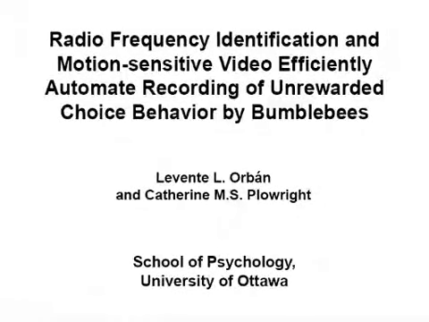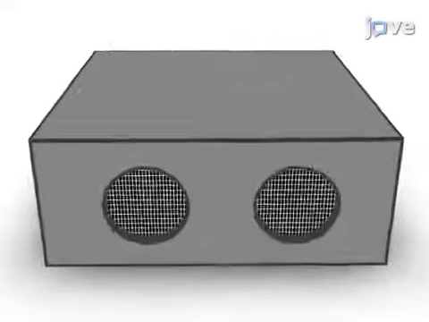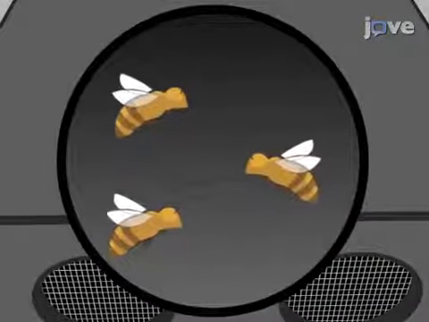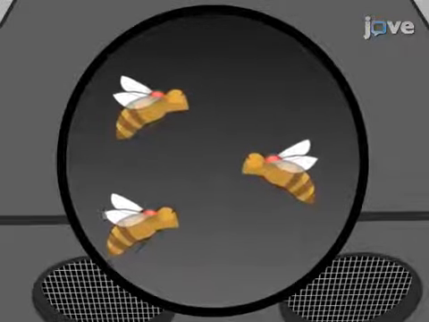The overall goals of these procedures are to automate the observation of bee choice behavior at artificial flowers. This is accomplished by first gluing an identification tag on all bees inside a colony with plastic number tags or RFID tags, depending on the protocol.